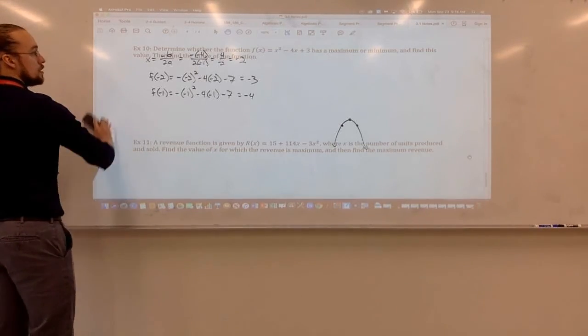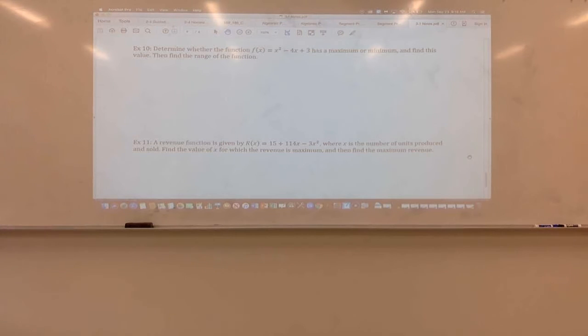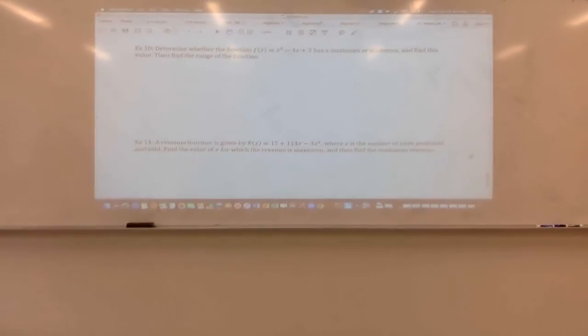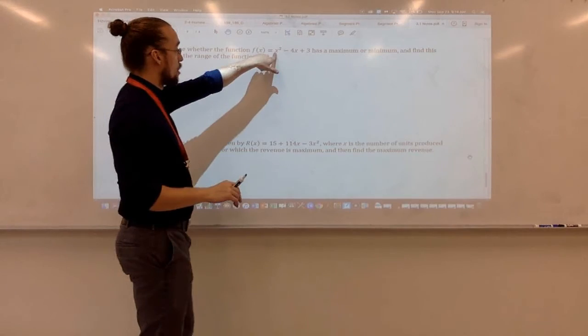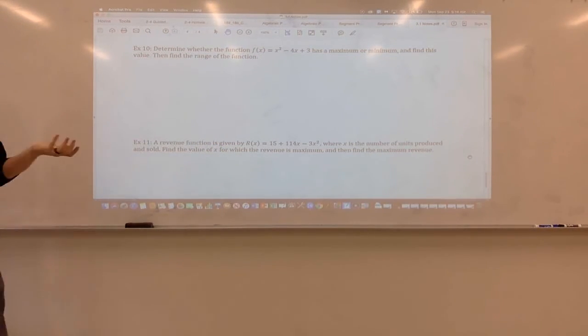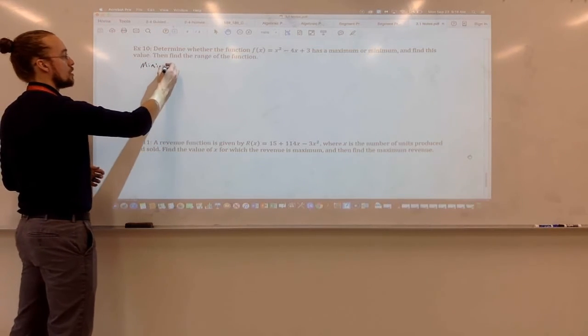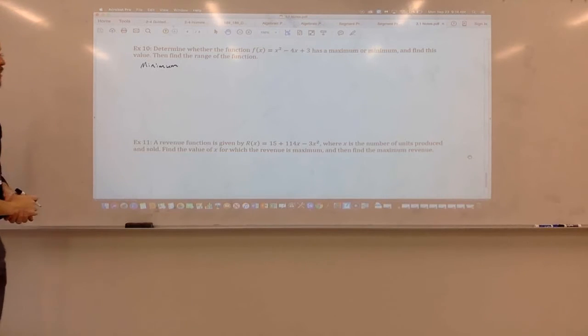Okay, so it's a given minimum. How would I know that just by looking at the equation? Right, okay. Our a value is positive, meaning the parabola is facing up, so it's going to be a minimum. Well, how do I find that value?